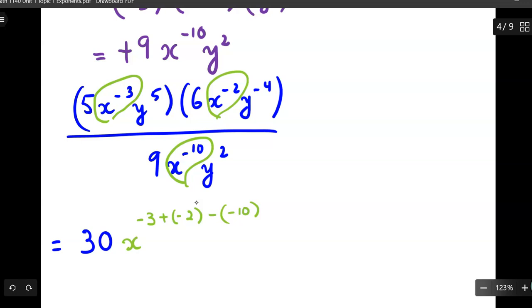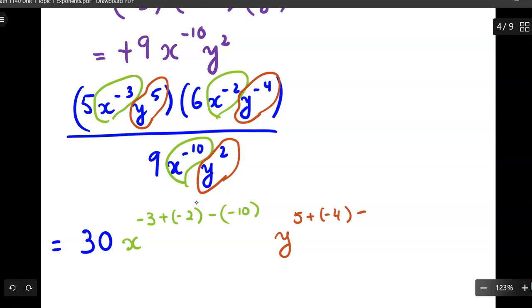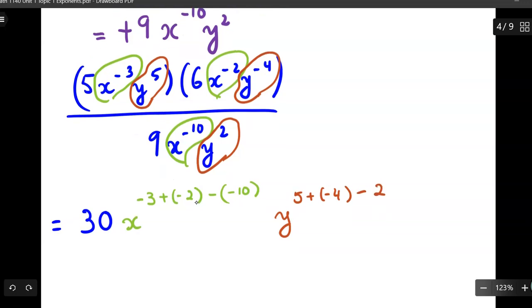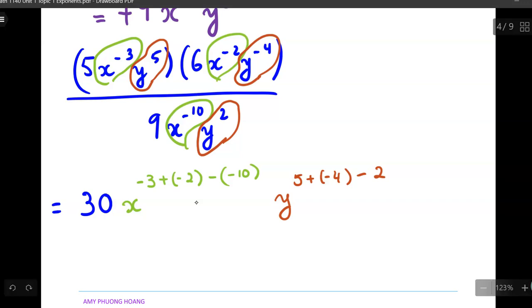So the next one will be the y, right? So y to the 5, y to the negative 4 I mean, and y to the 2. So I will write y to the 5, adding that with negative 4, and then I subtract that with positive 2. So all I have to do is just write it as the 2. So what is my final answer?